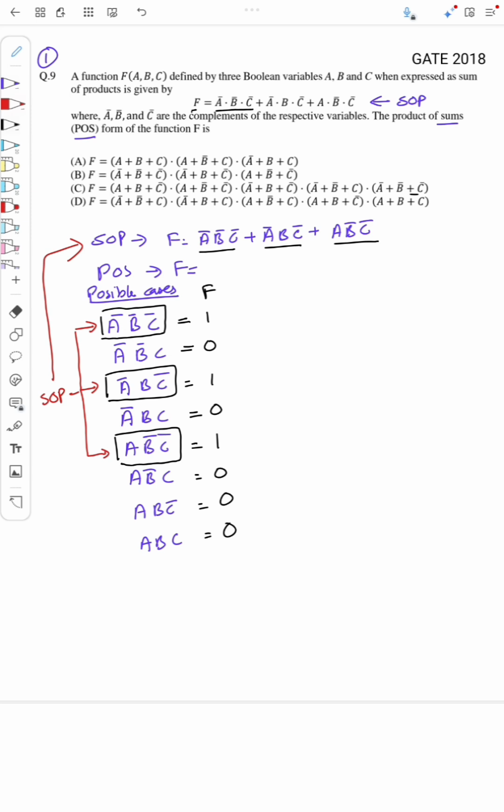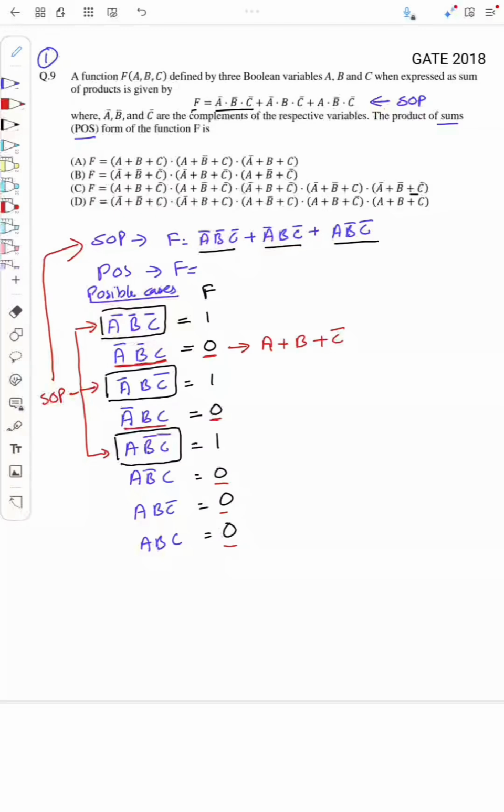Okay, now what to do for POS? So POS can be written by taking the terms corresponding to zeros, okay, and multiplying them. So how to find that? For that, we need to take the terms corresponding to 0 and write these terms as sum of their conjugates. So what is the conjugate of a bar? It is a, plus the conjugate of b bar is b, plus the conjugate of c is c bar, right?